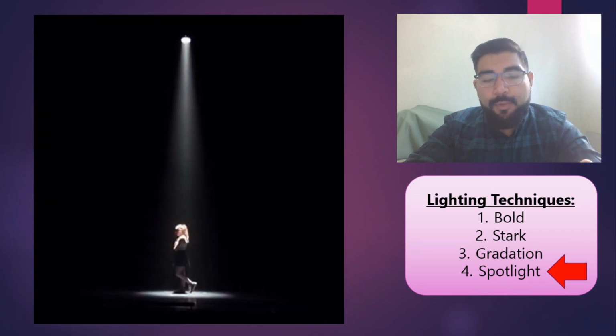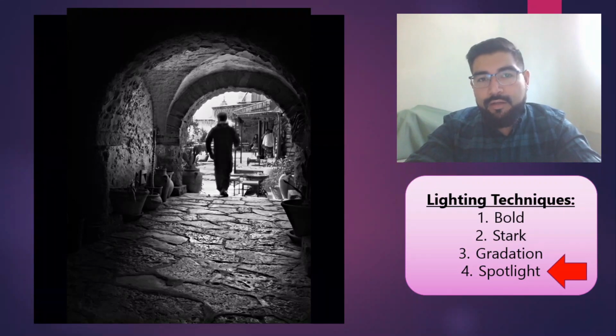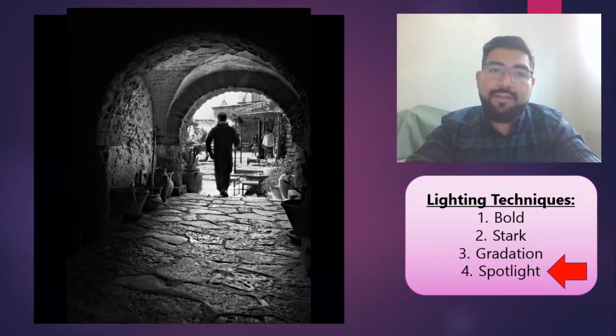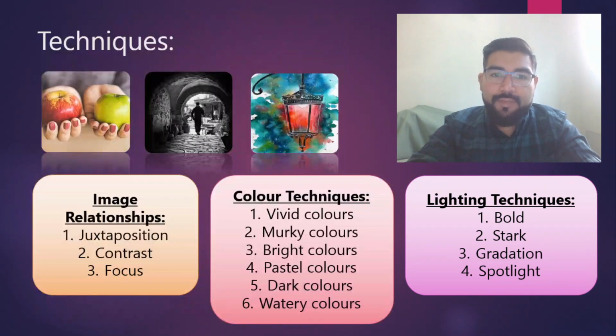Spotlight. The spotlight literally means this light used in theater to highlight the actors or the people on stage. When we use it on an image, this use of light and shadow normally highlights the importance of an object which has more light than the others. In this case, for example, this man walking through this corridor.